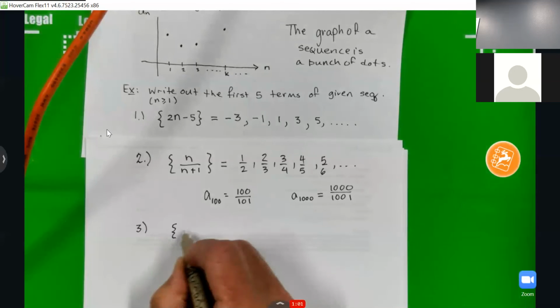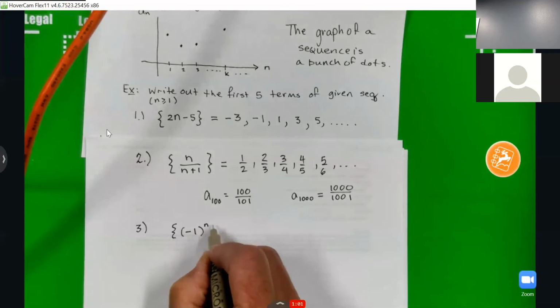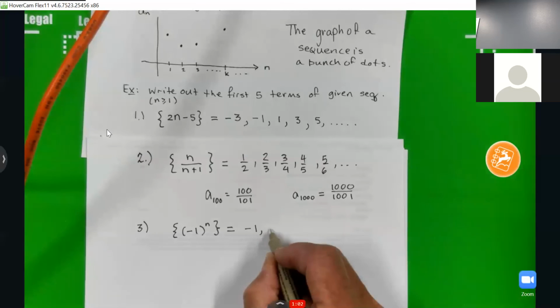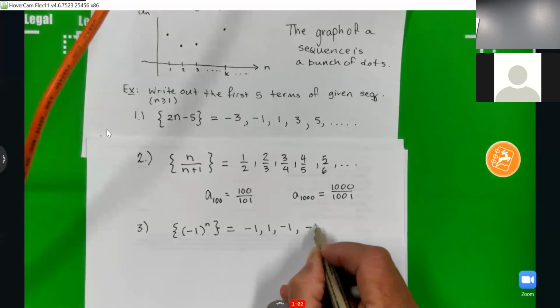How about the terms here? Take -1 and raise it to the nth power, and we can generate a sequence of numbers. Not an exciting sequence. When the power is an odd counting number, we get -1. When the power is an even counting number, we get +1. So it's a sequence that oscillates back and forth between 1 and -1.